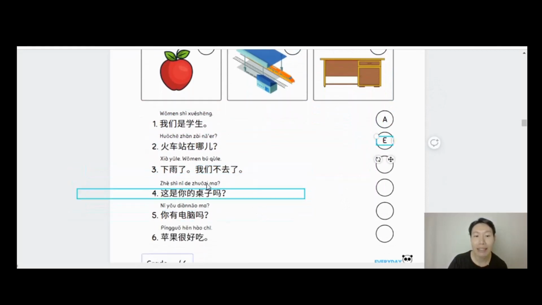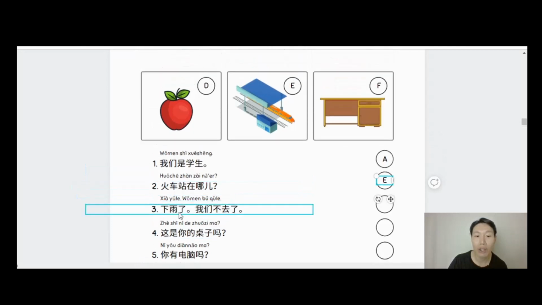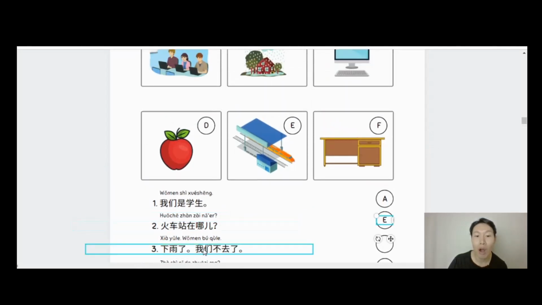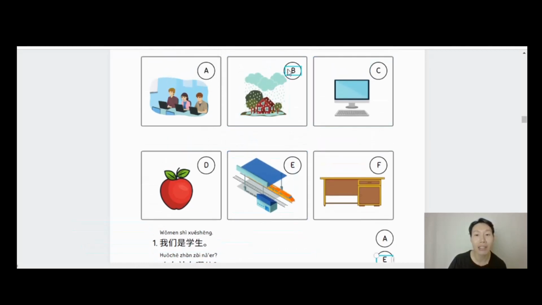Number three. 下雨了，我们不去了。下雨了 means it is raining. 我们不去了 means we are not going. So we can see that there's rain here. So this is B.